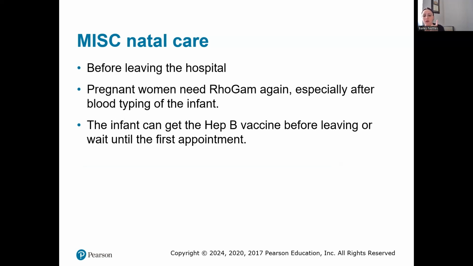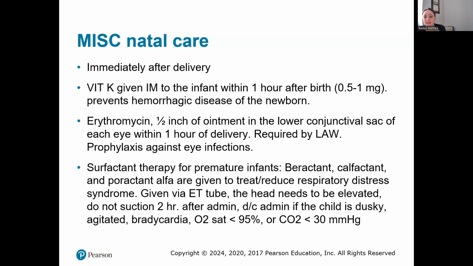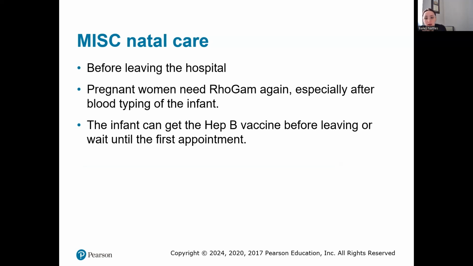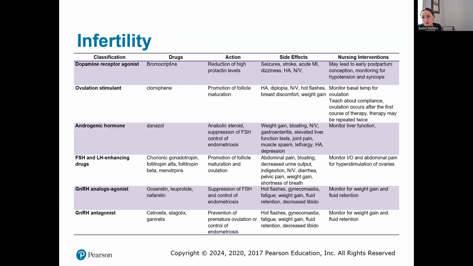Okay, and also in the surfactants, they are usually stored in the fridge. They need to be warm before you give them. If they're cold, you can agitate the respiratory tract, okay? Before leaving the hospital, if the mother is Rh negative, they need another RhoGAM shot before leaving. And then the infants can get the hepatitis B vaccine before leaving, or they can wait until their first appointment with a doctor.